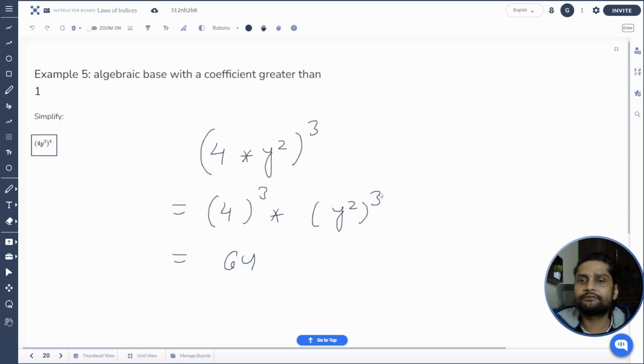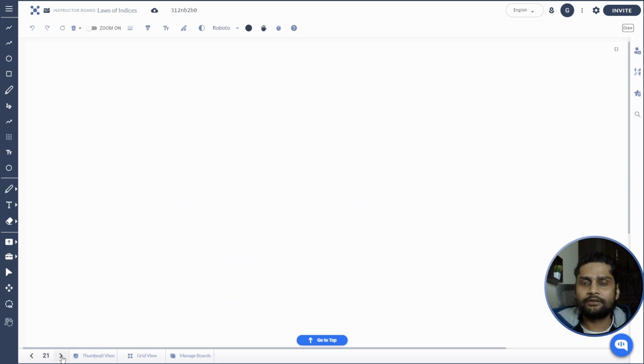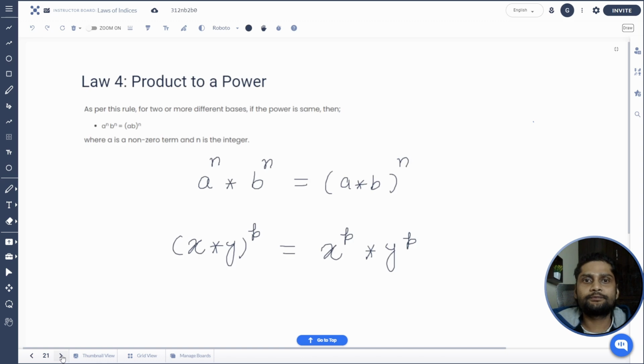Whereas y raised to the power of 2 and again whole power of 3 get multiplied. That becomes y raised to the power of 6. So the answer is 64 y raised to the power of 6. Let's have a few more questions based on that product to a power rule.